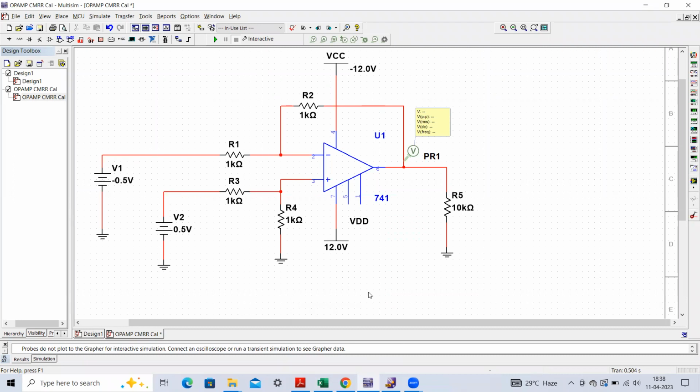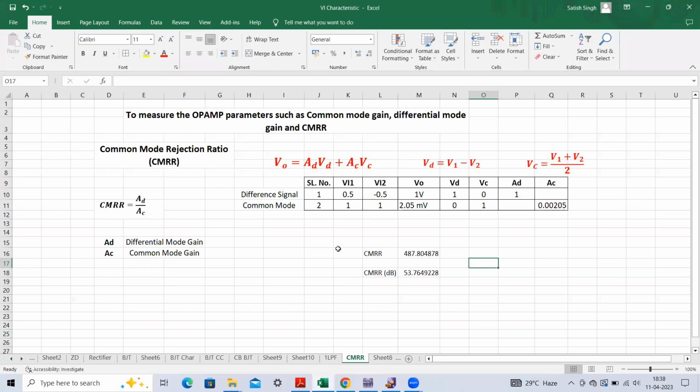Now, one interesting point is that what we want to calculate is, first, AD, which means the differential gain, and then what will be the common mode gain, right? Actually, this is our objective: to find the common mode gain and differential mode gain. And then from there, we have to calculate the CMRR, right?